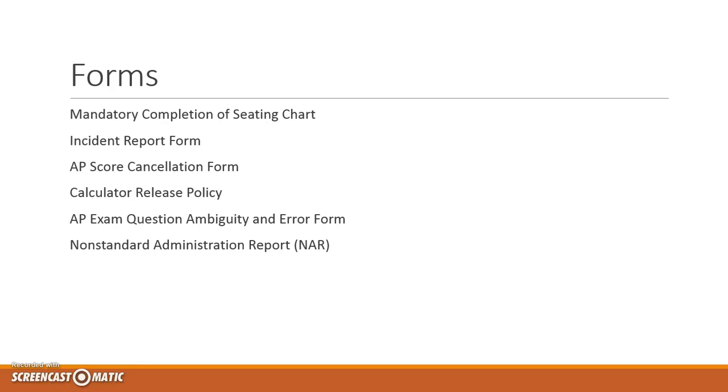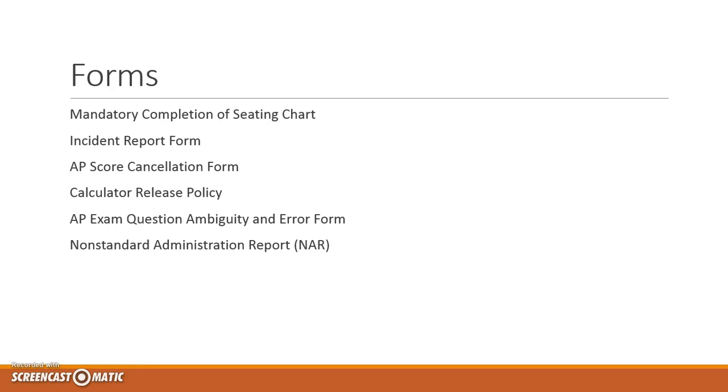AP Score Cancellation Form. Occasionally, a student will decide to cancel the exam before being dismissed from the exam room. In that case, the student must complete the AP Score Cancellation Form and either return it to me for inclusion with the return materials or mail or fax it to AP Services by June 15th. A signature from the student or the student's parent or guardian is required on the form. The form is available online.